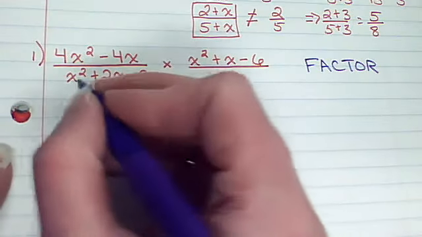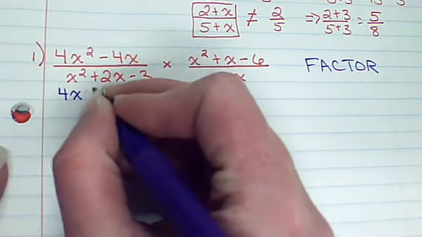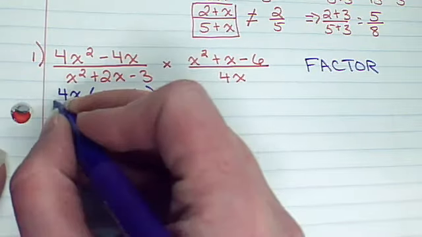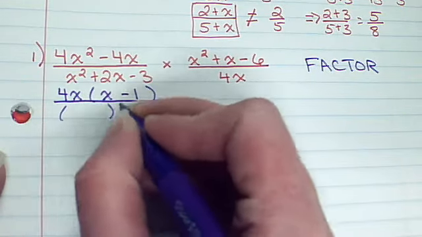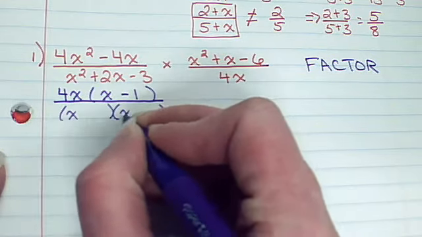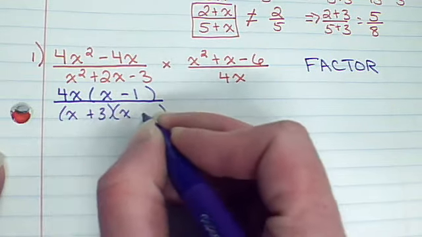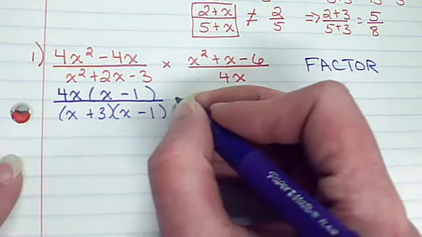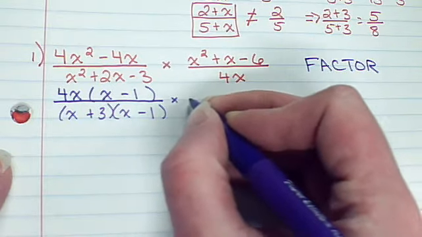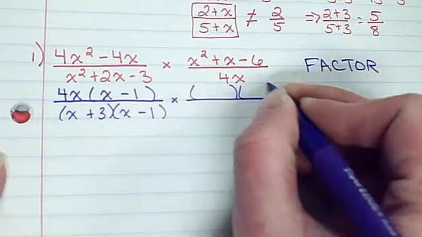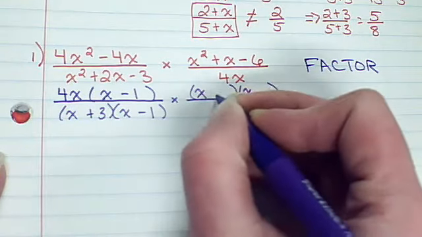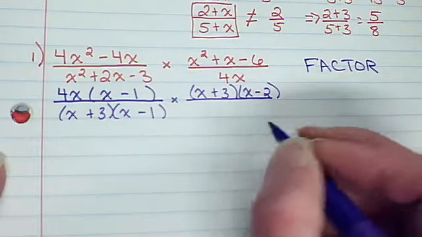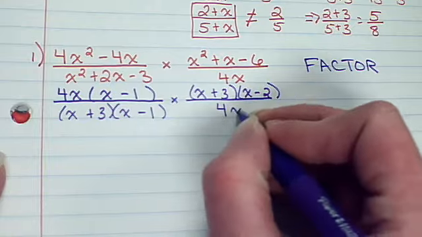So we look across here. Is there anything they have in common? Well, sure. That's a 4x. And that'd be x minus 1. In the denominator, well, that's an easy one. x times x gives you x squared. Positive 3 and negative 1 multiply to be negative 3 and add to be 2. In the next fraction, we'd have x times x and then positive 3 and negative 2 multiply to be negative 6 and add to be 1. In the denominator, I have 4x.